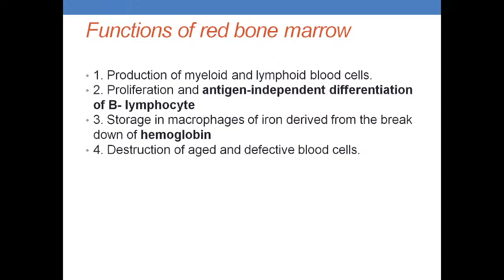Functions of red bone marrow. Production of myeloid and lymphoid blood cells. Proliferation and antigen-independent differentiation of B lymphocytes. Storage in macrophages of iron derived from the breakdown of hemoglobin. Destruction of aged and defective blood cells.